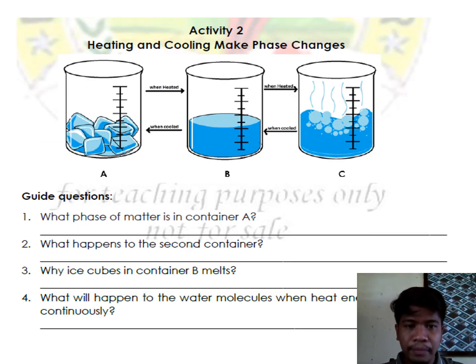In activity 2 naman, you're going to identify the phase of matter in each container. And what will happen to the water molecules kapag yung heat is ginawa natin continuously. Pinaliwanag na natin kanina. Anong mangyayari kapag nag-apply ka ng heat sa water container A, sa B, sa C? Yan. Anong mangyayari doon? Energy release or energy absorption?